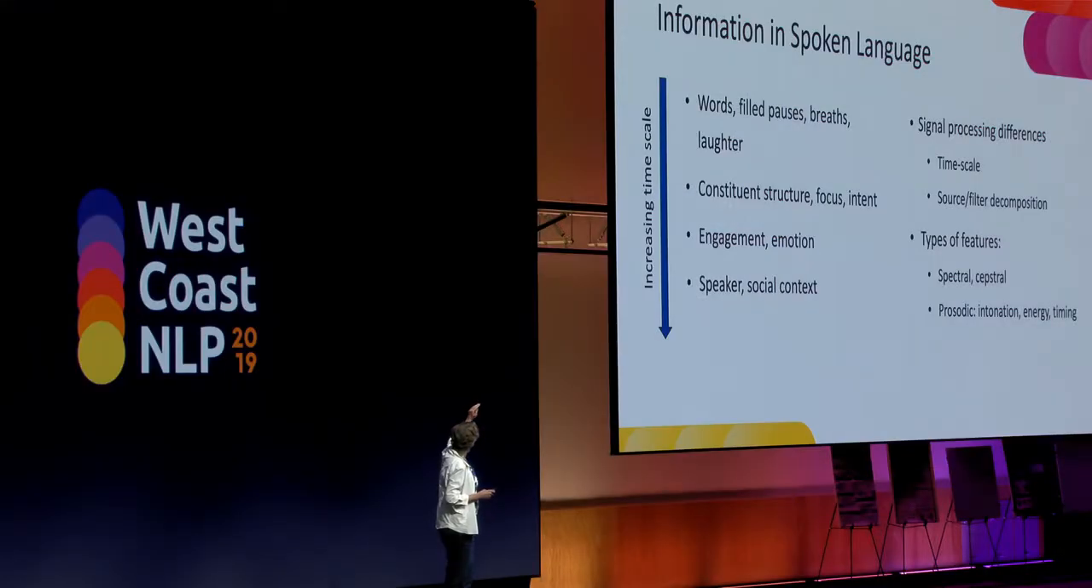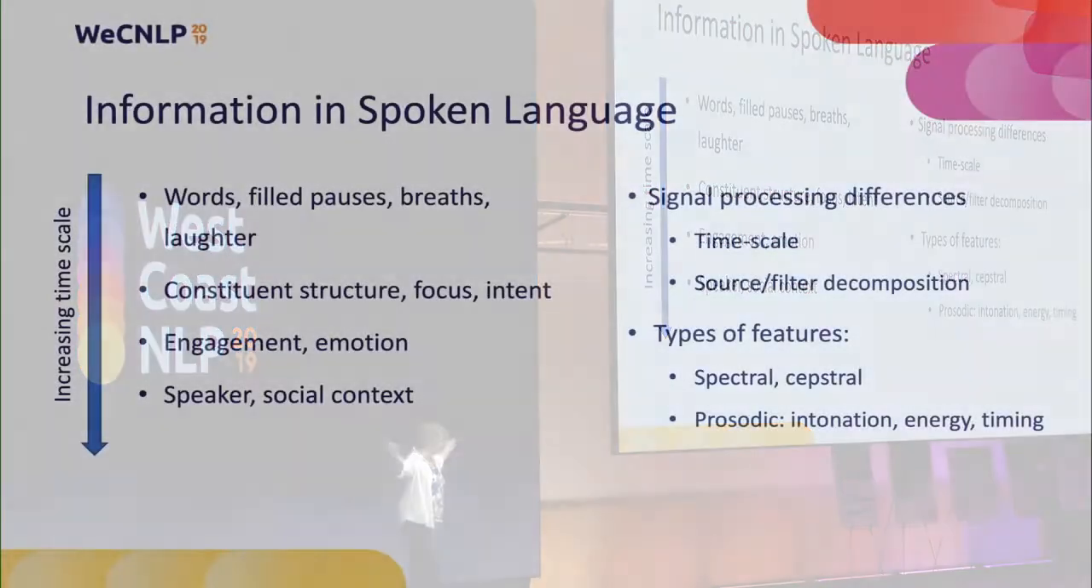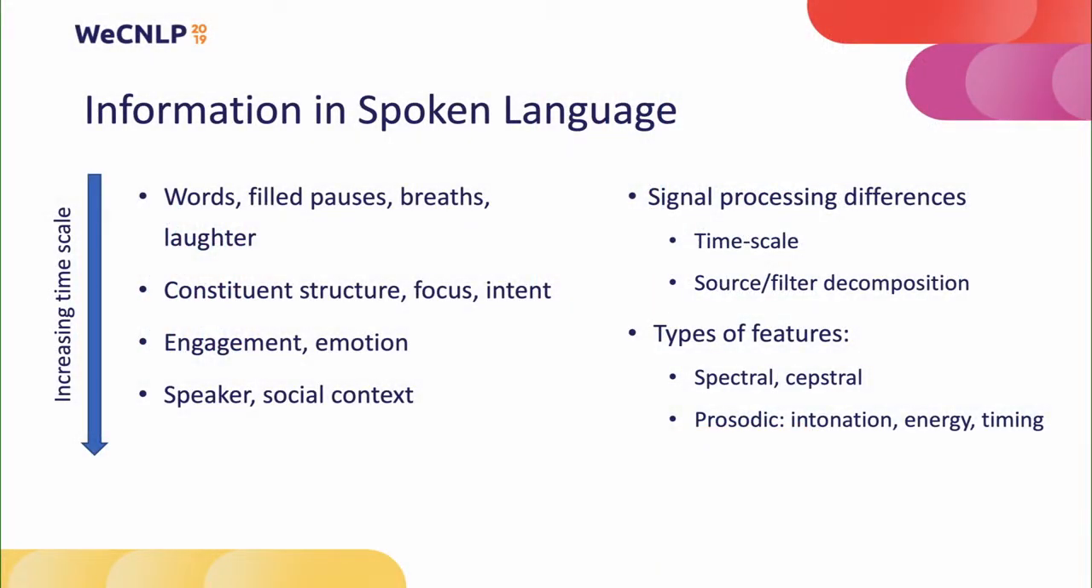So we can think about spoken language as having a bunch of different types of information. At the short time scale, there are things like words, filled pauses, breaths, maybe laughter. When you go up a little longer to the utterance scale, you've got constituent structure, focus, and intent of the utterance. If you go a little bit bigger, you can get things like emotion and engagement. And if you go even bigger, then you'll have information that's averaged across all of that, which corresponds to the speaker and the social context.